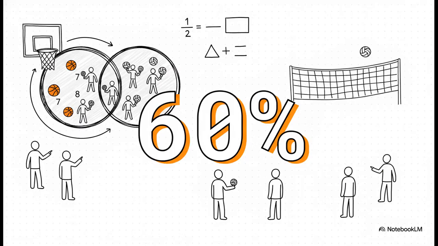And this principle works absolutely everywhere. Let's say you have a class of 30 students. 10 play basketball and 15 play volleyball. Now, you can't just add them up if you know that 7 students actually play both sports. Using our cool new formula, the probability of picking a student who plays either sport is 18 out of 30, which comes out to 60%.